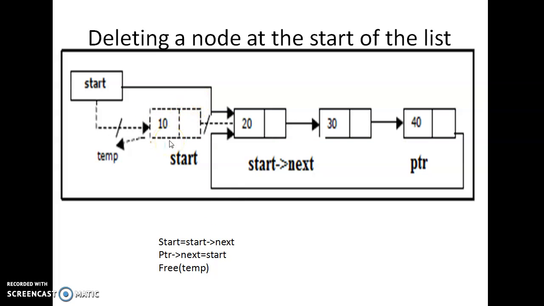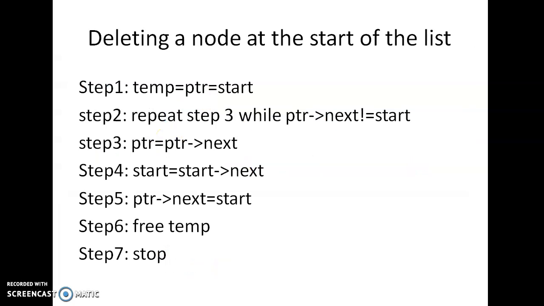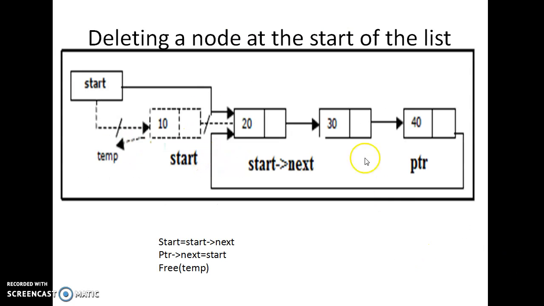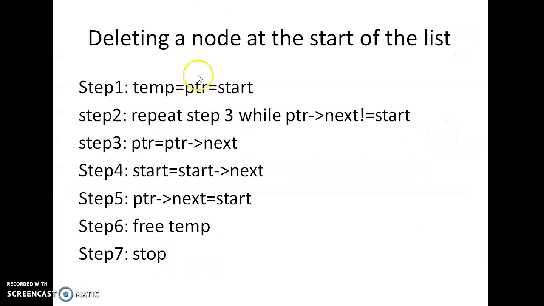As an algorithm I am writing here: temp equal to pointer equal to start, and I am repeating this step while the pointer of next is not equivalent to start. That means I am taking the pointer from here to here. That I am doing by using these 2 steps. So what are the things that we are doing? Start equal to start of the next. Pointer of next will be pointing to the new start, and I am removing that temporary node. That we are writing in the form of a function.